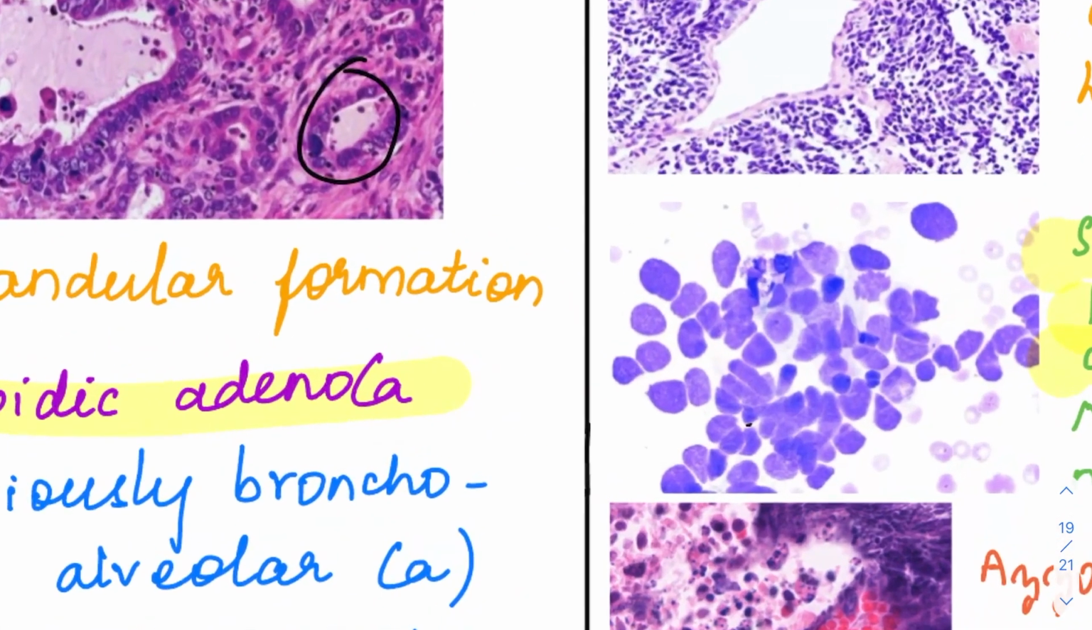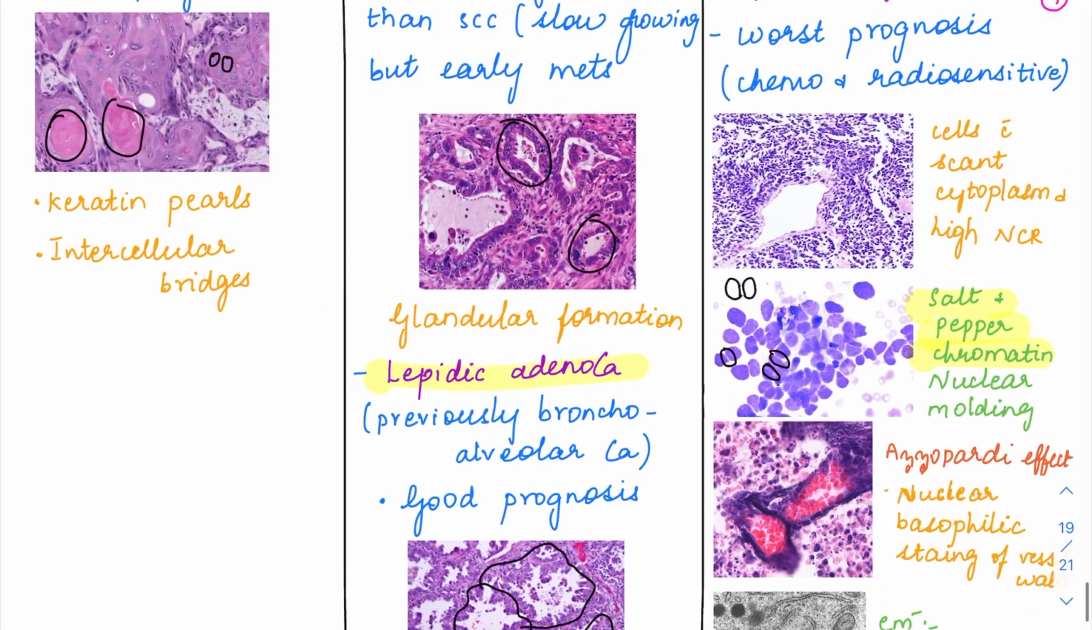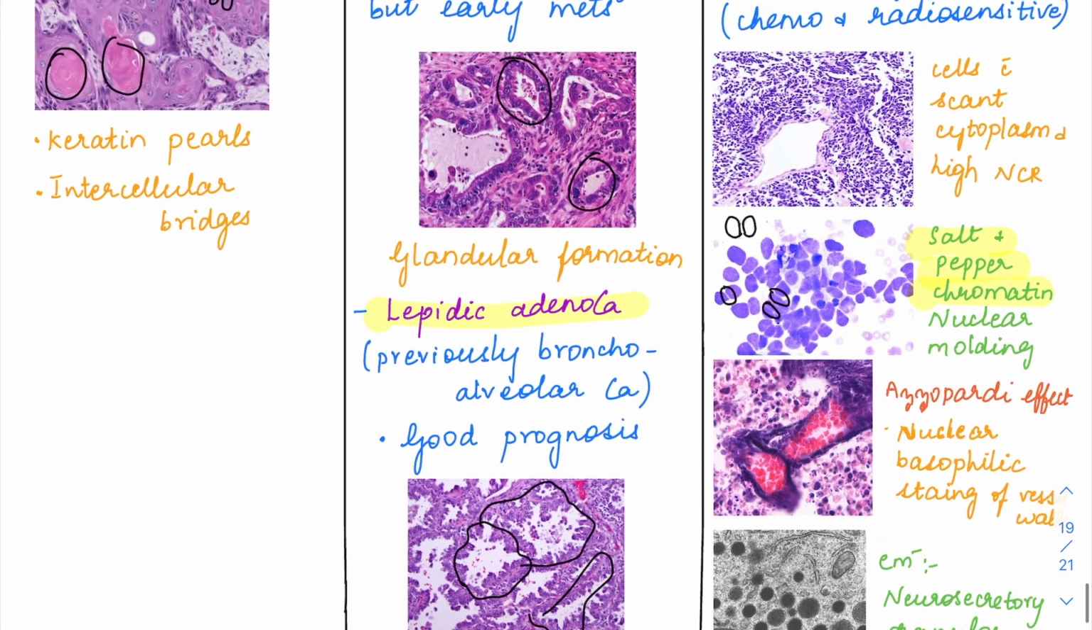Nuclear molding is nothing but, if you see in this image, the cells next to each other. So this cell and this cell are there, and when they are next to each other, they are taking a common shape like this. This cell is like this, and the next cell is taking the shape of the nearby cell. So this kind of appearance is called nuclear molding, and that again we see in a neuroendocrine tumor. And on cytology, these cells are going to have scant cytoplasm with high NC ratio.